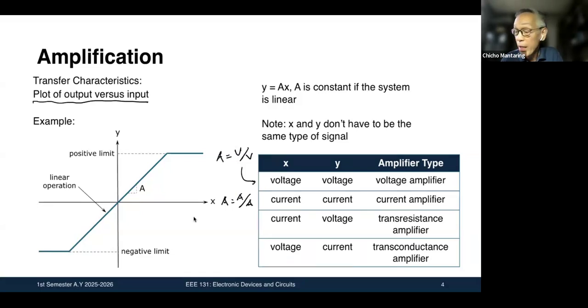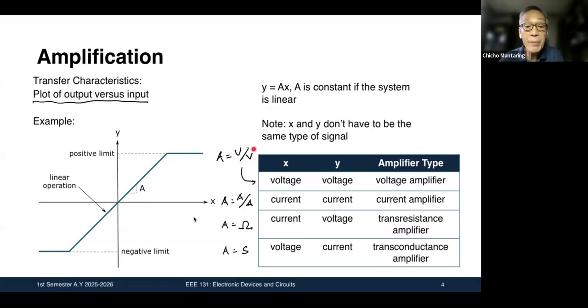When the input is a current and the output is a voltage, then you call that a transresistance amplifier. Now, what is your gain? Your gain will have units, converting current to voltage will have units of ohms, right? When you multiply current by ohms, the output is voltage. On the other hand, when your input is a voltage and your output is a current, you call that a transconductance amplifier, and your gain will be in Siemens.